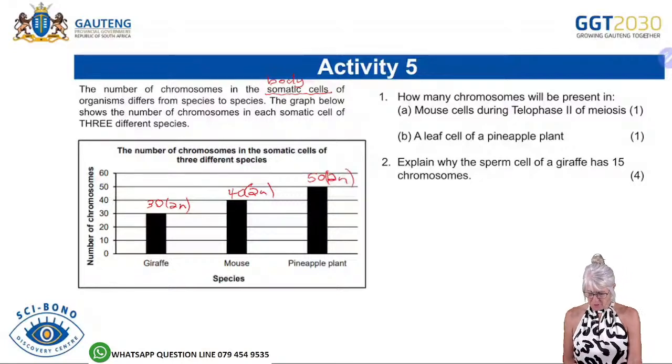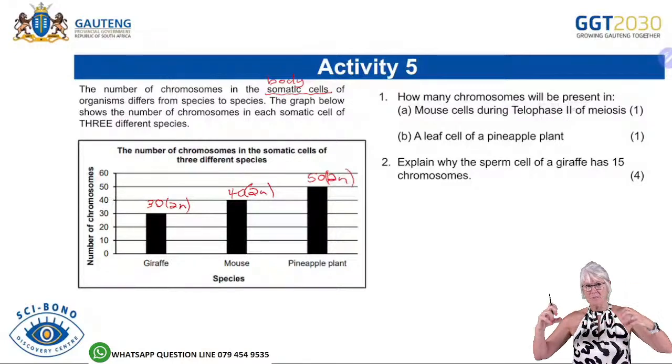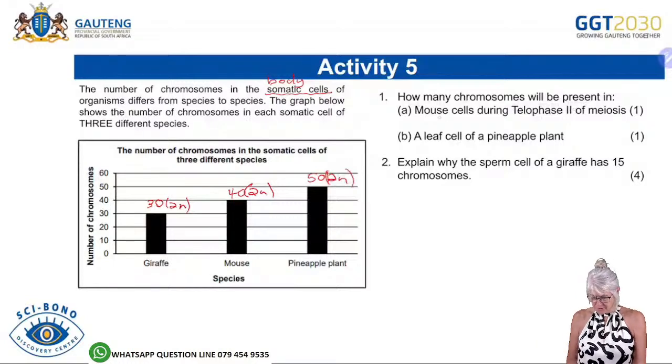Okay, so let's have a look at the question. How many chromosomes will be present in mouse cells during telophase 2? That's the second part, where the gametes have already kind of formed. They tell us a mouse has 40 chromosomes in its somatic cells, so in the gametes it would be 20. Let's see if we're correct. 20, yes.